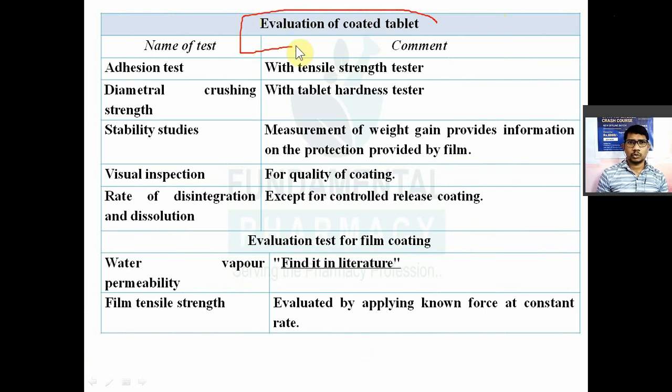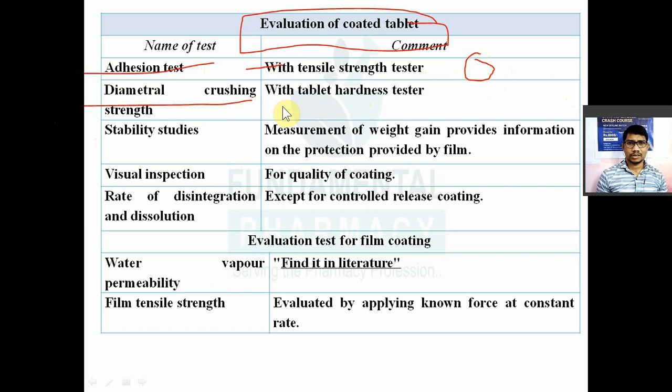ओवरवेटिंग और एक्सेसिव फिल्म थिकनेस will cause sticking and picking, right? Then overwetting or excessive thickness of tablet will cause them to stick to each other in a coating pan. दो टैबलेट है, ज़्यादा वेटिंग हो गया तो दो टैबलेट एक दूसरे में चिपक जाएंगे, ज़्यादा उसमें फिल्म का थिकनेस है तो एक दूसरे के ऊपर चिपक जाएंगे.